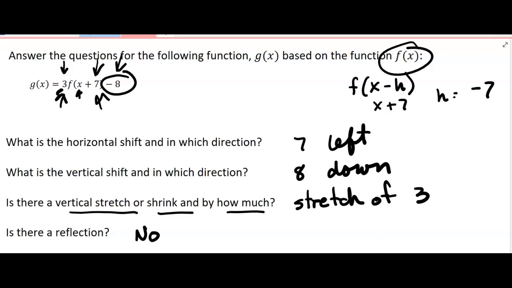So that was the quiz. I hope those answers help. We'll do more with transformations.